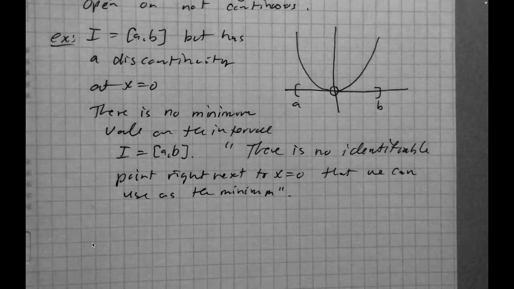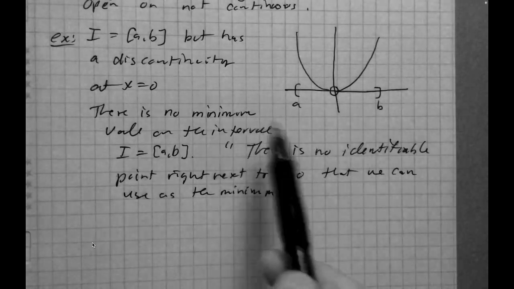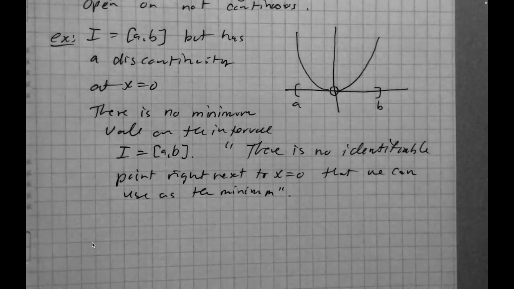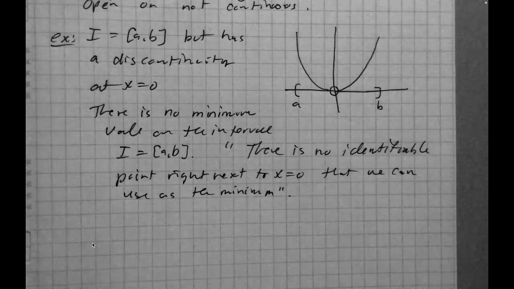Okay, so that's an example where having a discontinuity kind of throws the presence of a minimum into turmoil. Okay, let's see another example, kind of similar but different, and in this case we'll be looking at an example where the interval is not a closed interval.